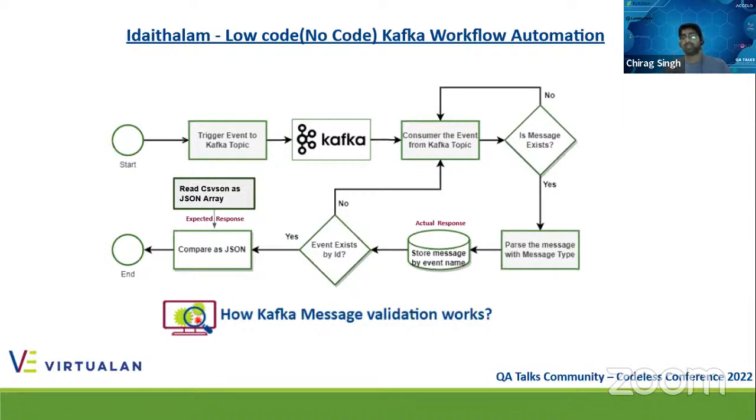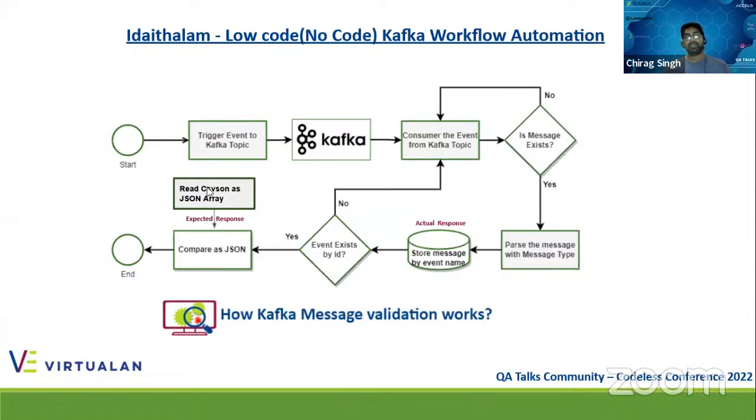Here it parses the message with a message type, then it stores the actual response, stores the message by event name. Then it checks whether the id is present in that event or not. If it is not present, then again it starts consuming the particular topic and checks whether that event is coming or not. If the unique id is present, then it goes to the comparison step.